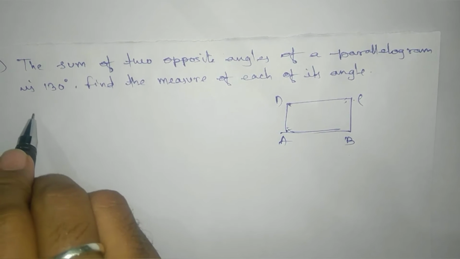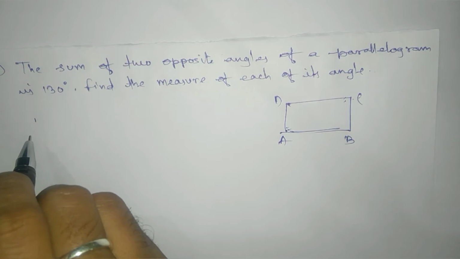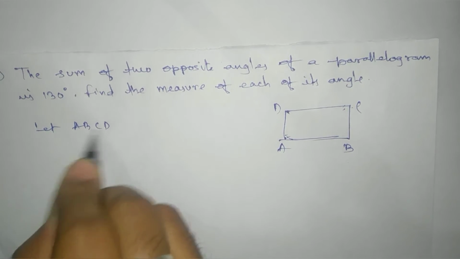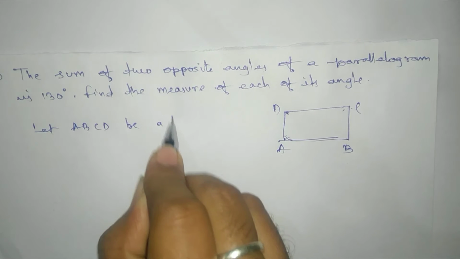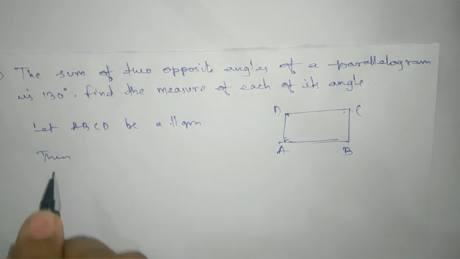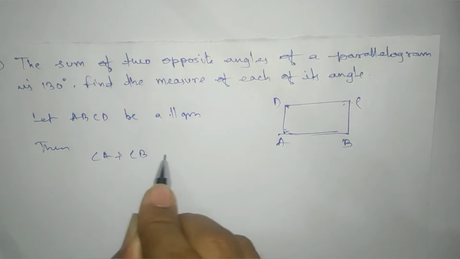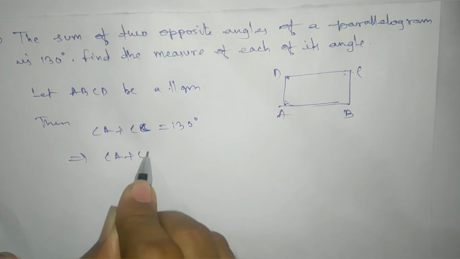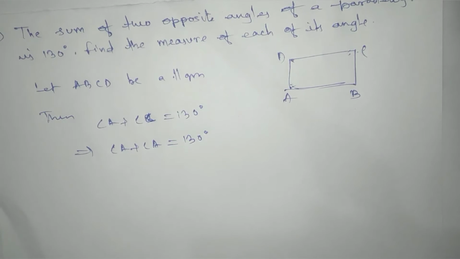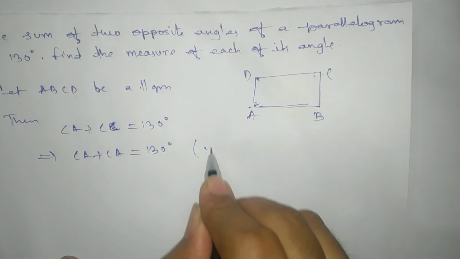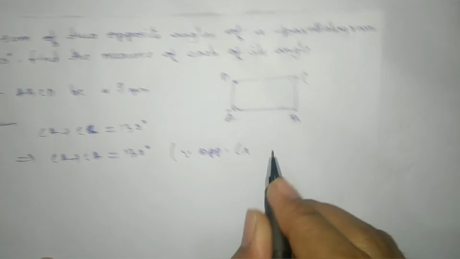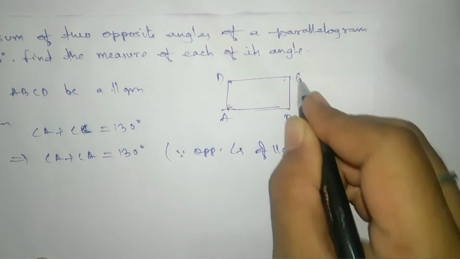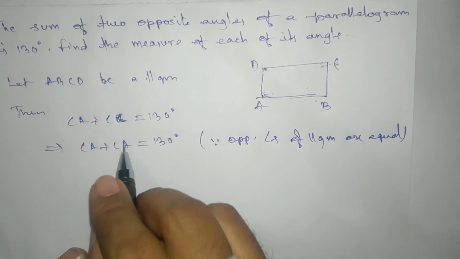So here we have, let ABCD be a parallelogram. Then angle A plus angle C equals 130 degrees. This implies angle A plus angle A equals 130 degrees. Reason? Since opposite angles of a parallelogram are equal. We know that opposite angles of a parallelogram are equal. That's why we are writing angle A instead of C.